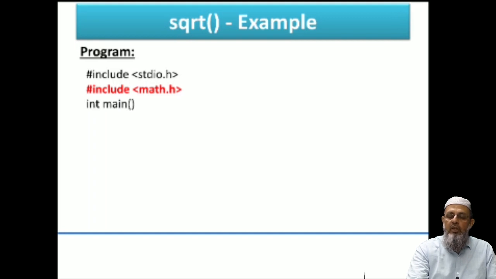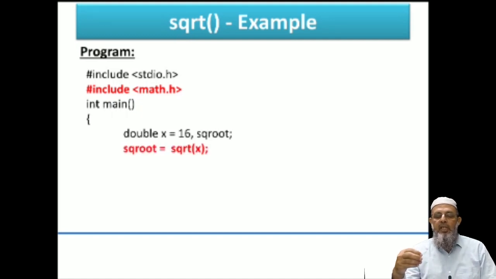After that we'll start our main function. The function starts here. We have created one variable x, that is a double data type, a long floating value, and we have initialized it to 16. And second, we have created a variable sqroot, in which we will store the square root. So simply we are calling the function, this line shows sqroot is equal to sqrt of x.